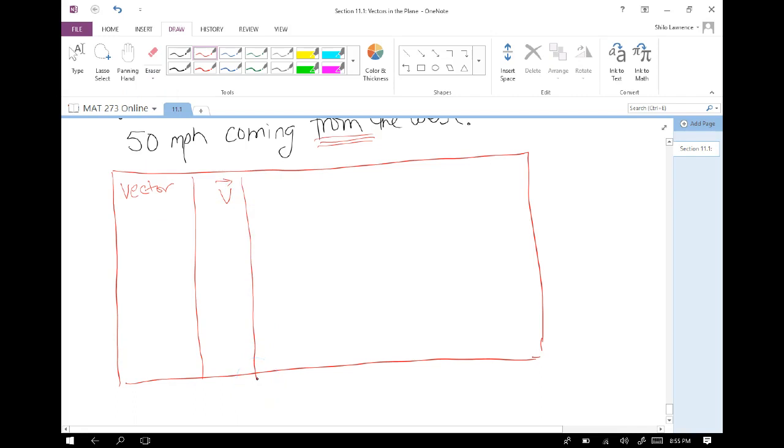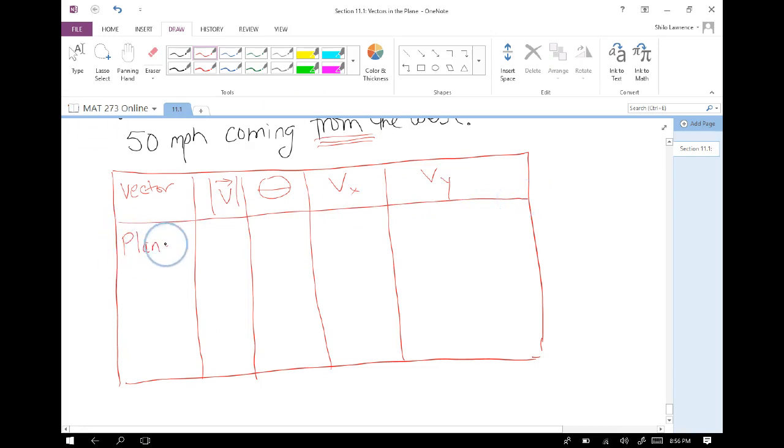We're going to name our vectors so that we can keep track of each of them. These vectors have a particular magnitude and direction. And in order to do these calculations, we're going to have to split them into components, v sub x and v sub y. So the first vector that we are presented with in this problem is an airplane.